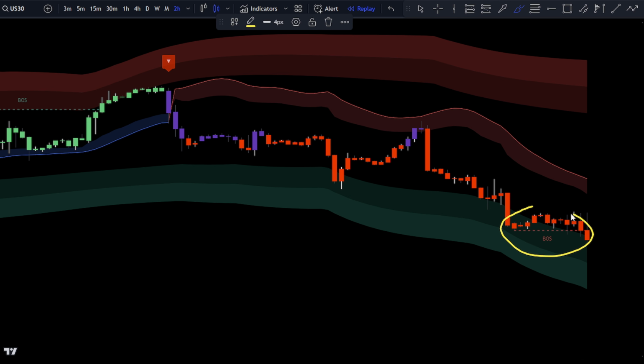Second, check for a bearish break of structure label and a sell signal. Both of these must appear, but the order doesn't matter. By the time they align, the candlestick must be red. If it isn't, the trade setup is invalid and we skip it.